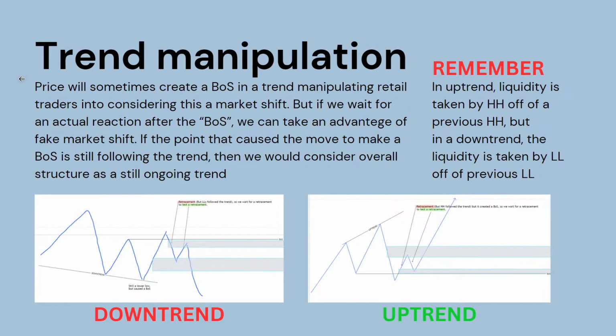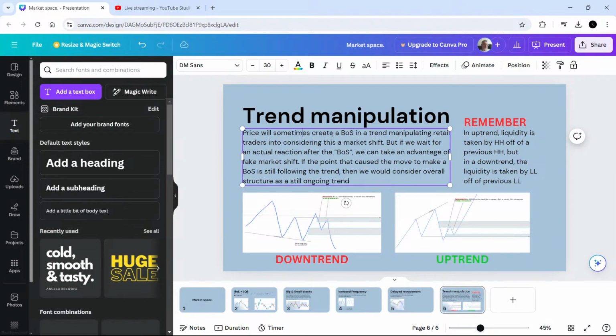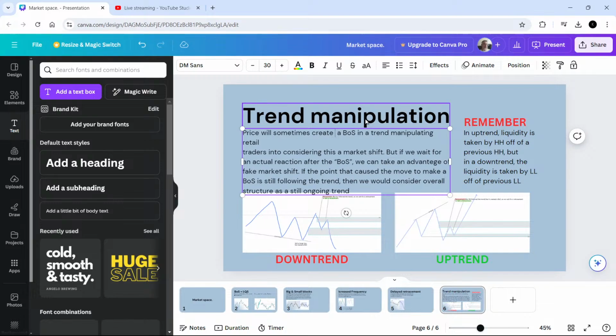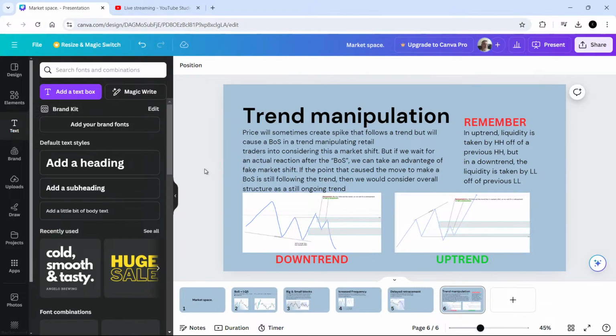So, trend manipulation. Price will sometimes create a breakout structure in a trend, manipulating retail traders. Okay, actually, I can fix this. Price sometimes creates a spike that follows a trend, but will cause a breakout structure in a trend. Manipulate. Okay, we can make this one smaller.